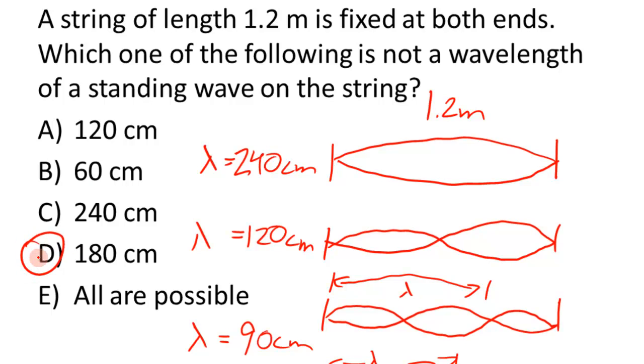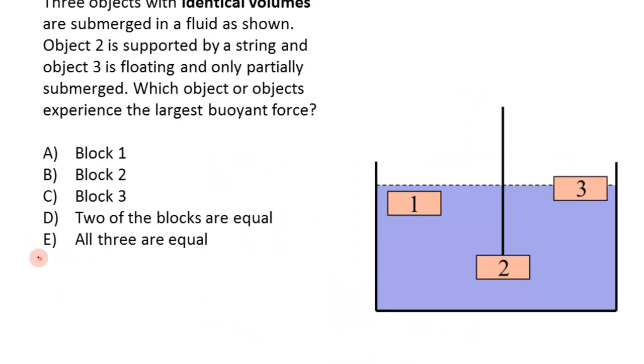All right, next. So here we have three objects with identical volumes. They're submerged as shown. And the question is asking which object or objects experience the largest buoyant force. Now, if these guys all have the same volume, well, let's step back a second, actually. The buoyancy force is equal to the weight of the water that the object displaces. So two objects, like these two, that have the exact same amount of volume underwater are going to have the exact same buoyancy force.